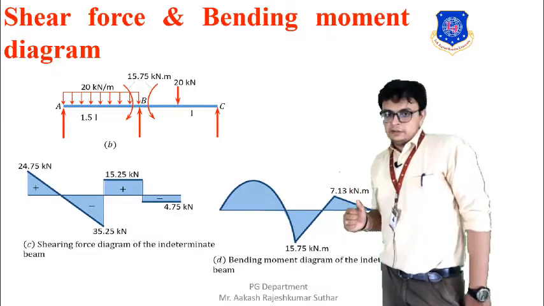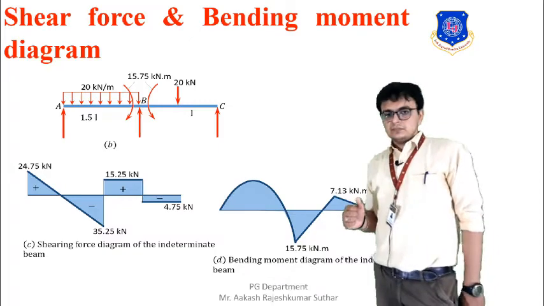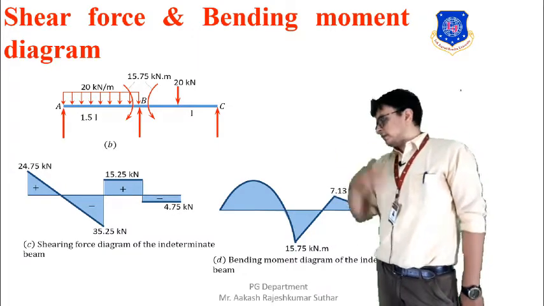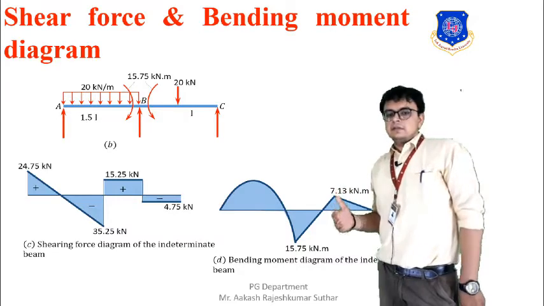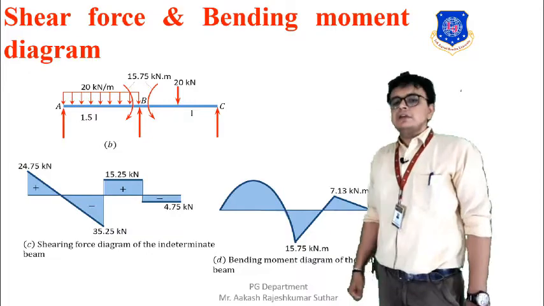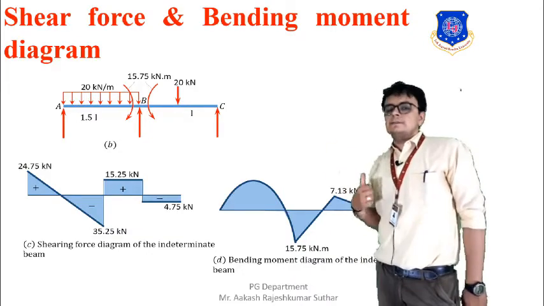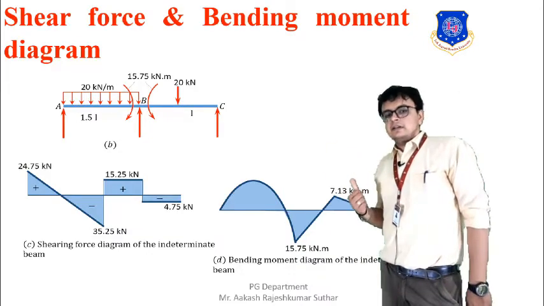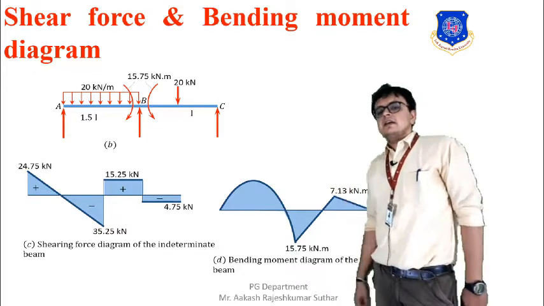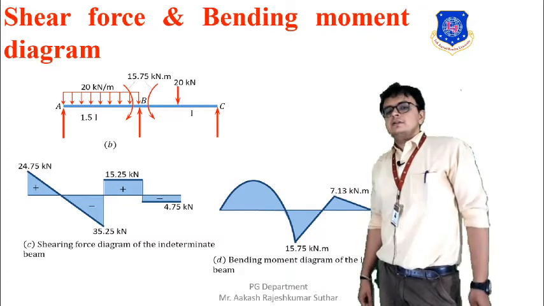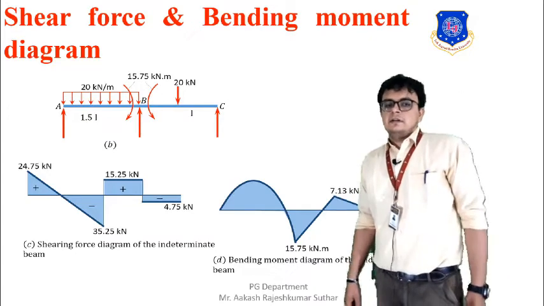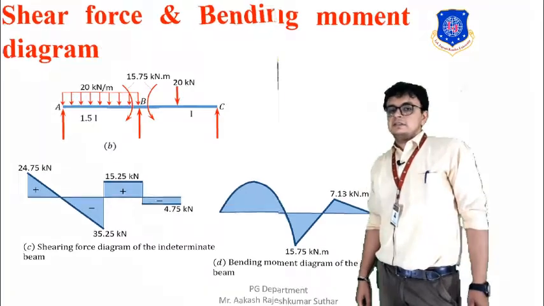In the bending moment diagram also it will be like this only. You can see that it is parabolic, and at the bottom you will have the value of 15.75 kilonewton meter, and at the top, somewhere at a point in the BC span, you will get 7.13 kilonewton meter. So this is how the bending moment takes place.